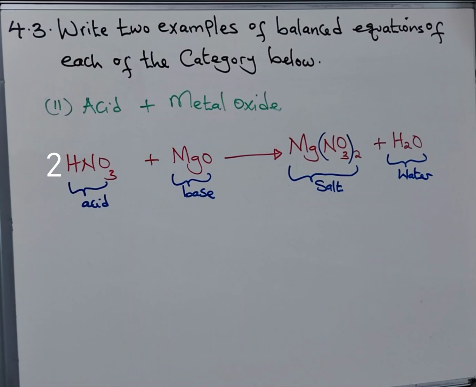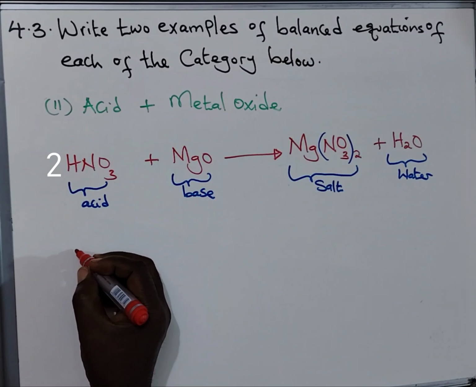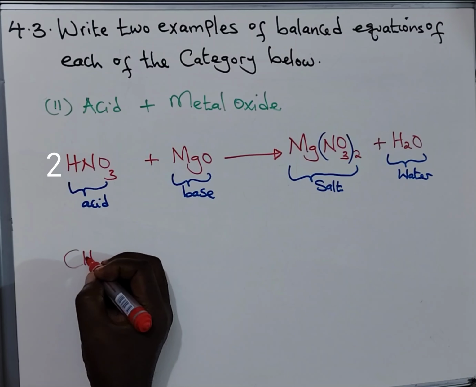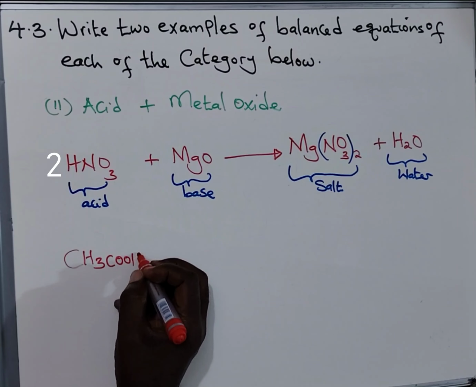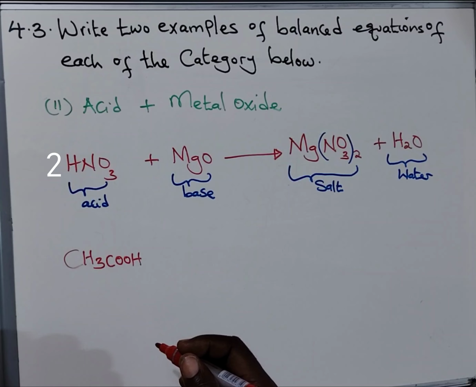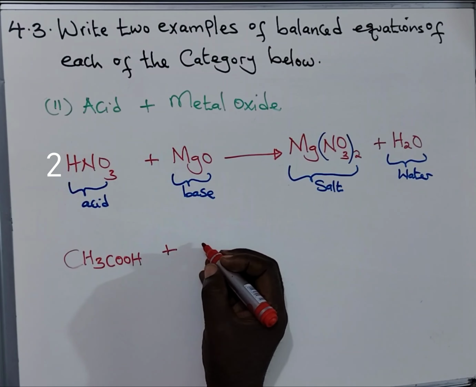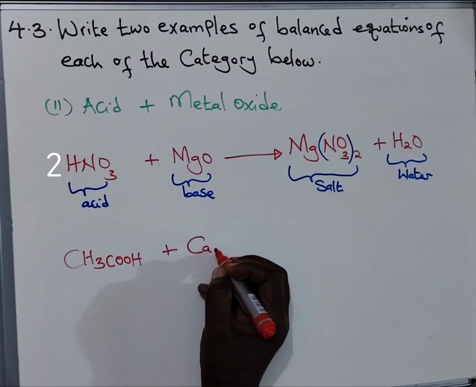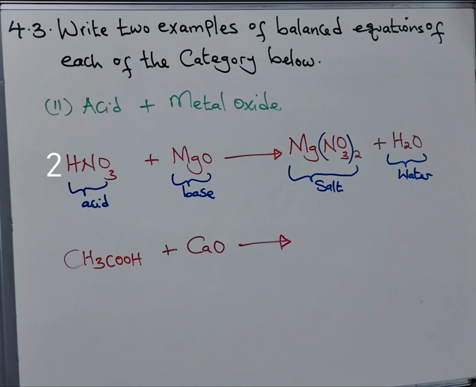Yeah, that is it. Okay, the second example, let us look at another acid, CH3COOH. This is ethanoic acid. Let's pick the oxide as calcium oxide, and we look at the products.